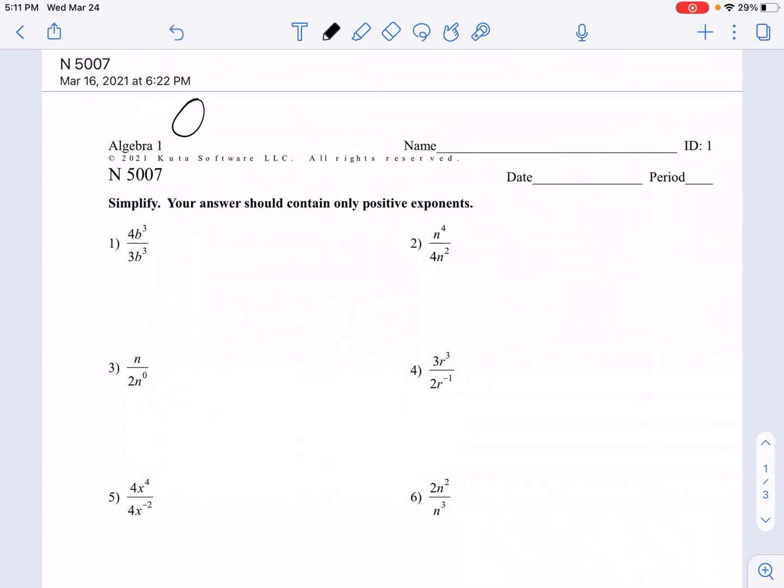Okay, so in this next video, we're talking about the quotient rule. Okay, and with the quotient rule, if you recall, when we had the same base and we were dividing, for instance, maybe 4 to the third over 4 to the second, when they had the same base, we could subtract the exponents. So 3 minus 2 would give us 1, and we'd have 4 to the first, okay? And then 4 to the first would just be 4.